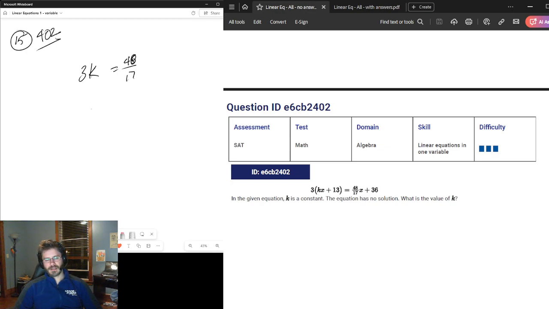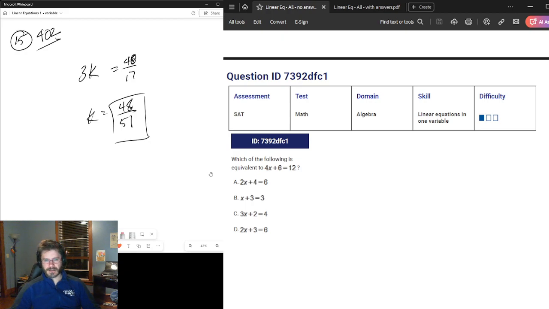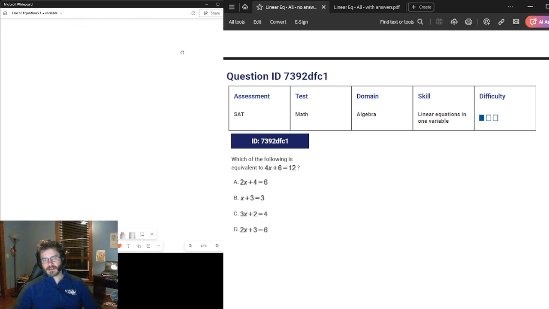Divide by 3. K equals 48 divided by, what's 3 times 17? That's 30 plus 21. It's 51, and that would be my answer. 48 over 51. You could reduce that probably. I don't know if it reduces. You could try. All right, 16. Ooh, stop wigging out on me here. All right, 16.